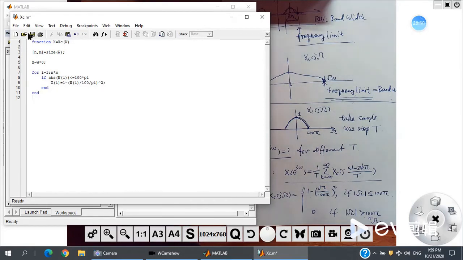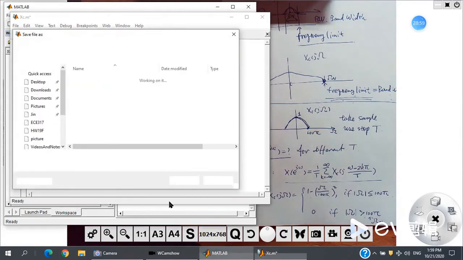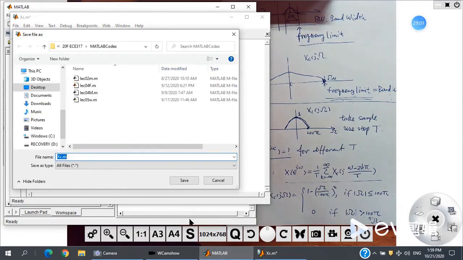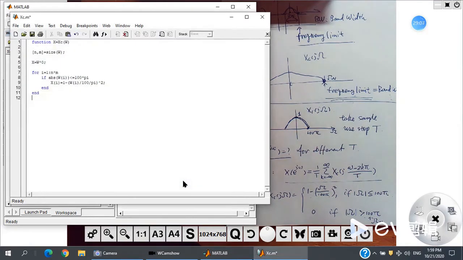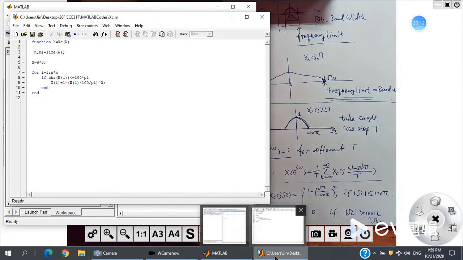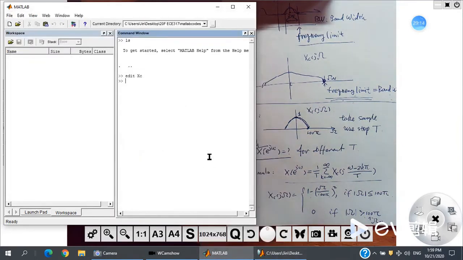This is Xc. Now we have Xc. Then we need the second function. I need to save it. Okay, just Xc. Alright, Xc is done. Then I need another function to show.